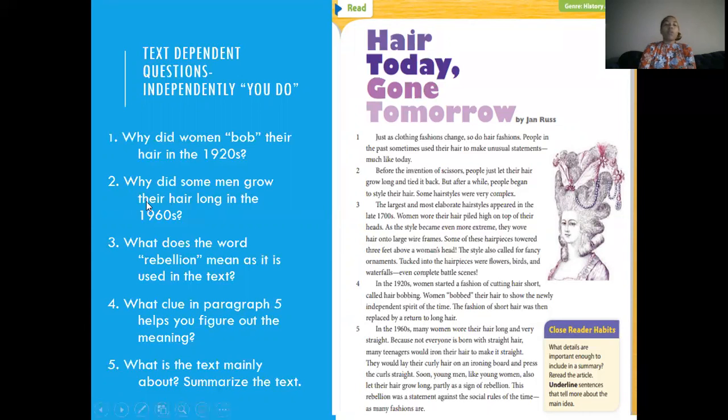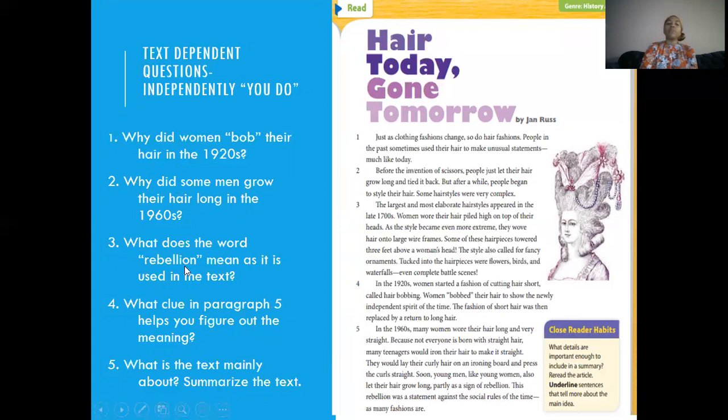Question 2, why did some men grow their hair long in the 1960s? I'm going to go to paragraph 5 where they discuss hairstyles in the 1960s. And I'm going to go to sentence 1, 2, 3. And in sentence 3, and sentence 4, I'm sorry. Soon, young men, like young women, also let their hair grow long, partly as a sign of rebellion. So this is the reason why some men grew their hair long, as a sign of rebellion.